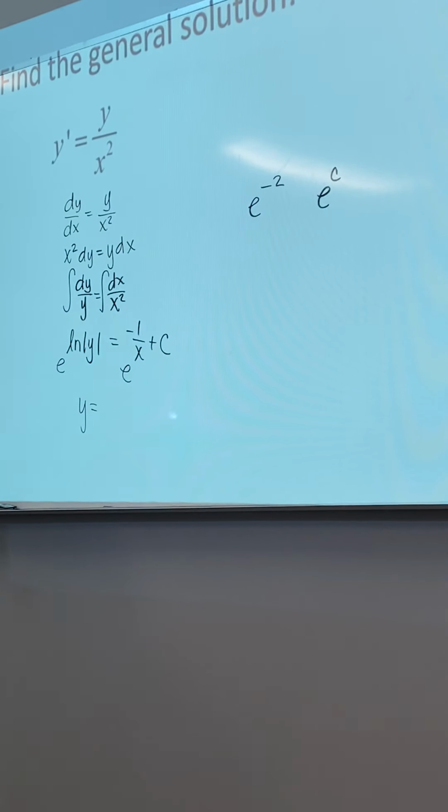E to any number in the whole wide world is always positive. So I don't need to have the absolute value symbol. In fact, we will never put the absolute value symbol, because it's not necessary. Why did e to the natural log of y become y? Oh, e to the natural log of y becomes y.